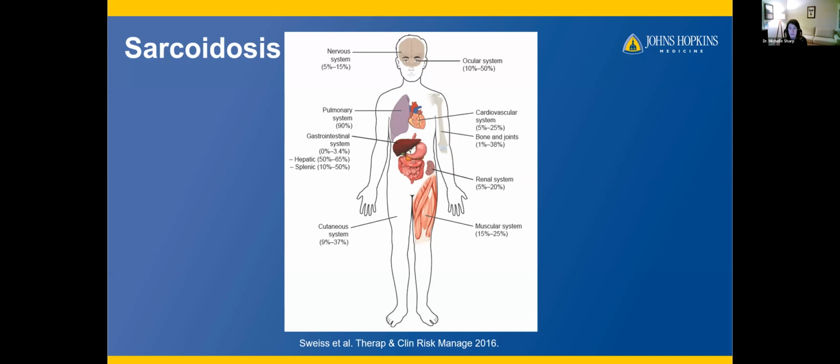Next, let's talk about the eyes. In my practice, we ask our patients to get a yearly eye exam, or more frequent if they have eye symptoms. It occurs in the eyes 10 to 50% of the time, but part of the problem with the eyes is that you may not know it, and it can be clinically asymptomatic. You can have inflammation in your eyes but never feel symptoms. That's why we ask our patients to go to the eye doctor once a year, just for screening to make sure we're not missing anything.